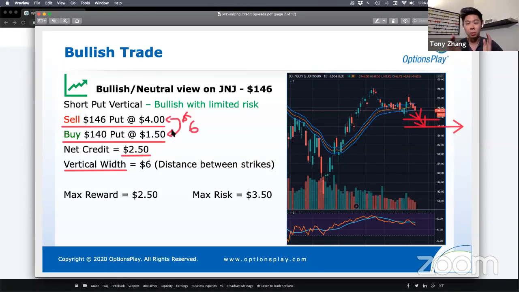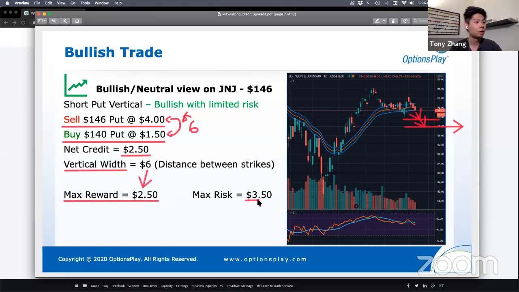So the width is the most amount of money you can make or lose on any type of vertical spread, whether you're trading a debit spread or a credit spread. The difference is that whatever you receive in terms of credit on a credit spread, the rest of that width is going to be your risk. So in this particular case, I'm collecting $2.50. That's my max reward on a credit spread. No matter what happens, even if Johnson & Johnson goes to $1,000, I'm only going to make $2.50. On the flip side, my max risk now, instead of being unlimited, is only $3.50, which is the difference between $6 and $2.50.